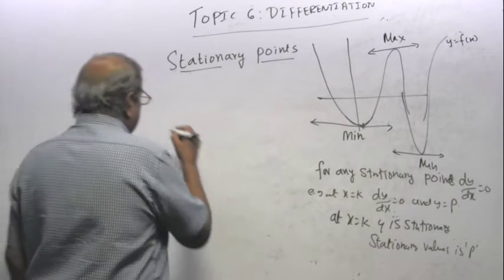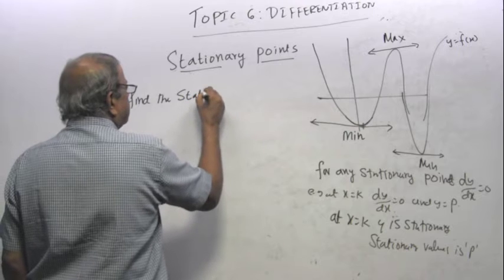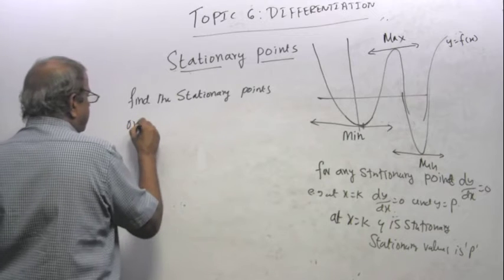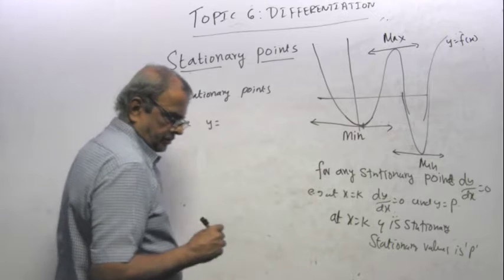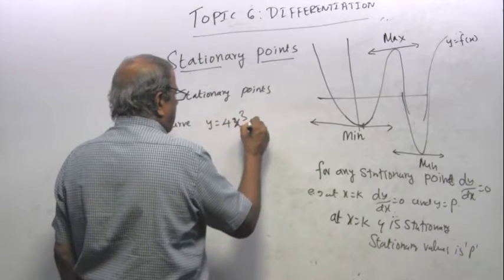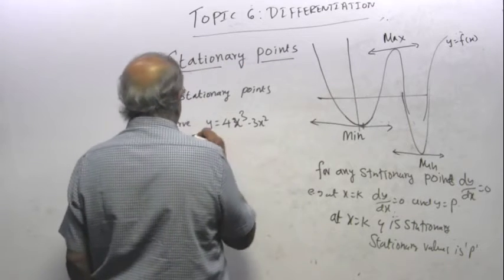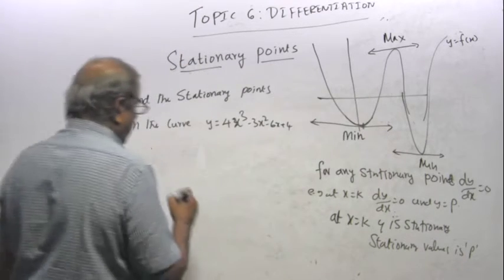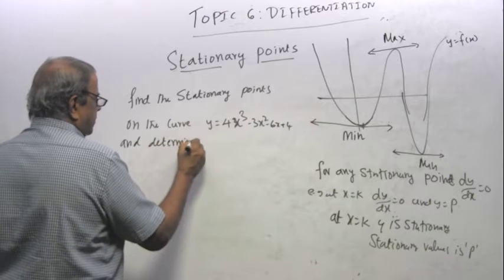For example, let's say find the stationary points on the curve y equal to 4x cubed minus 3x squared minus 6x plus 4, and determine their nature.